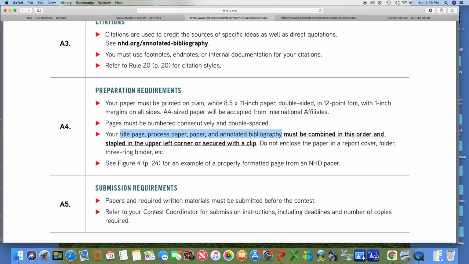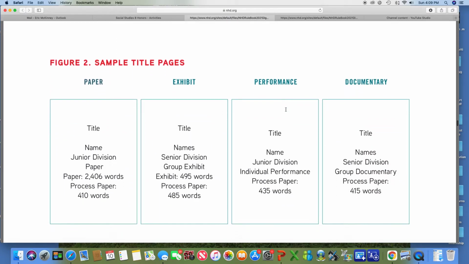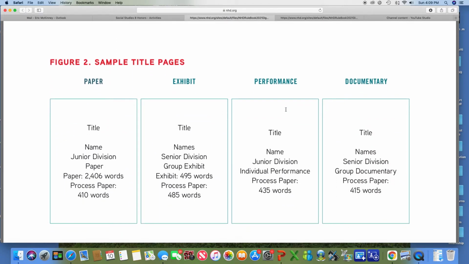Now, I just want to show you where you can find the actual title page stuff. You're going to go up to page 19 on the rule book. If you are doing a paper, your title page is going to be this exact title page. You're going to put the title of your paper, your name. Remember, this is not a category that you can be a group in, so it has to be individual. Everyone's going to type junior division. Everyone's going to type paper. You're going to put paper, colon, how many words are in your paper. Then you're going to put process paper and how many words are in your process paper.